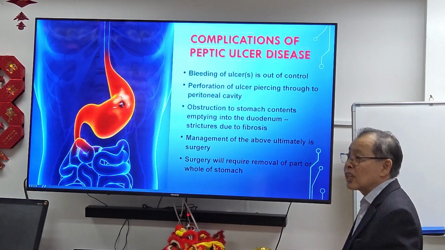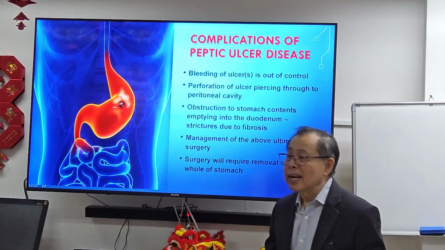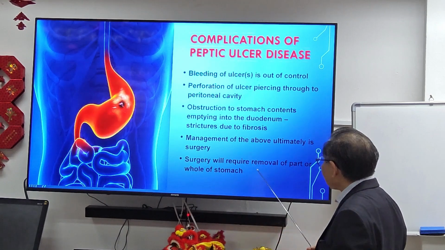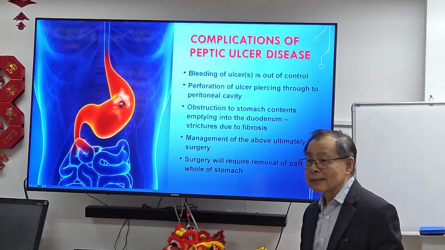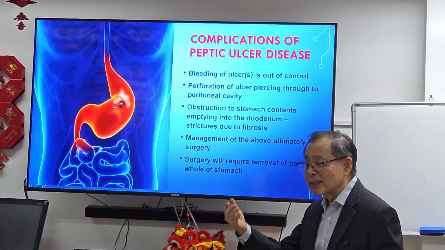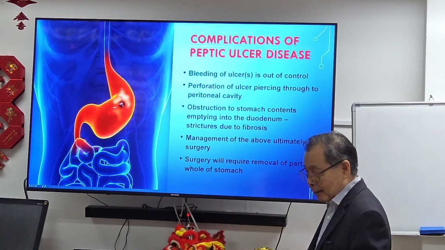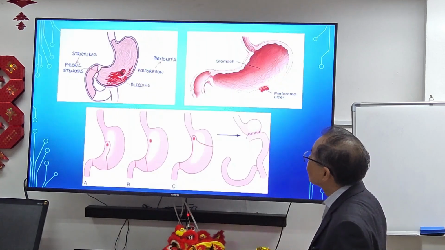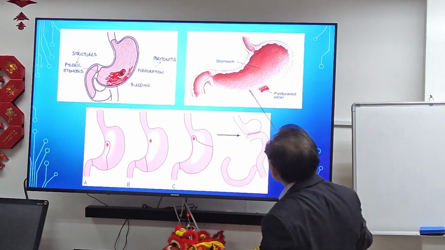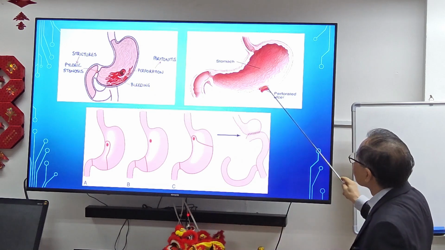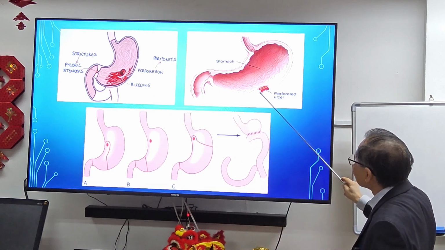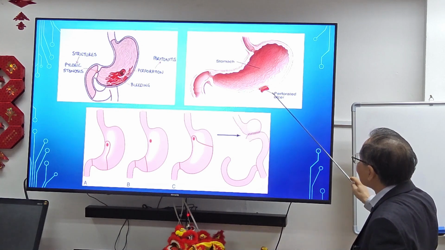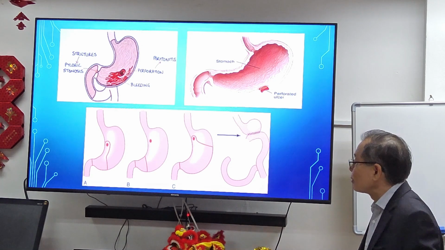So when complications occur, the only way out is surgery. And surgery often means part of the stomach is removed. It's something like cancer. If you have cancer of the stomach, you need to remove the cancer, and part, if not the whole stomach, has to be removed. So bleeding, when it pierces through the entire wall of the stomach, the wall of the stomach is in many layers. When the acid erodes, then you need to do surgery.